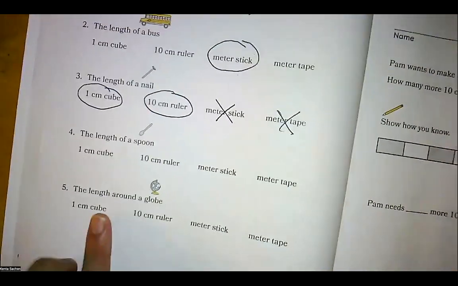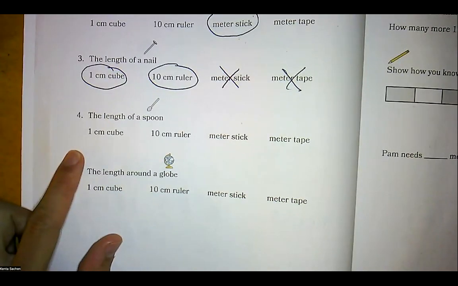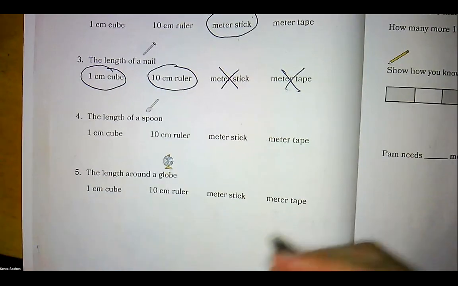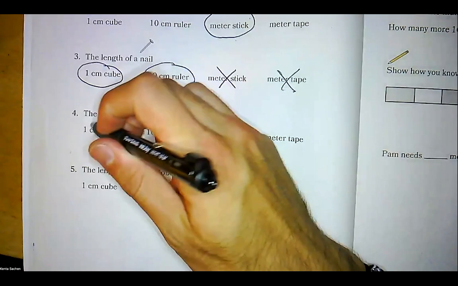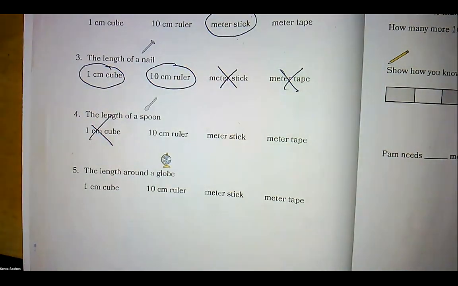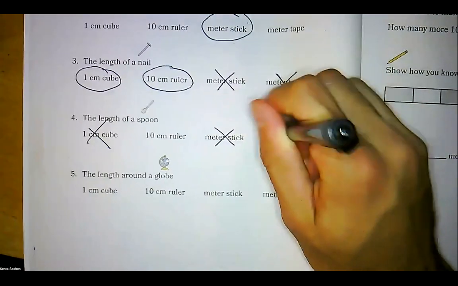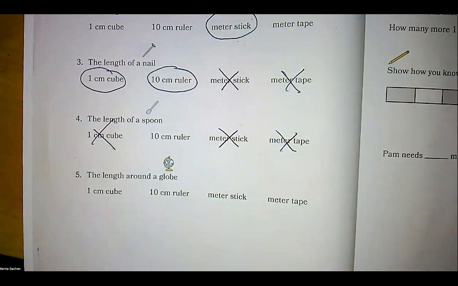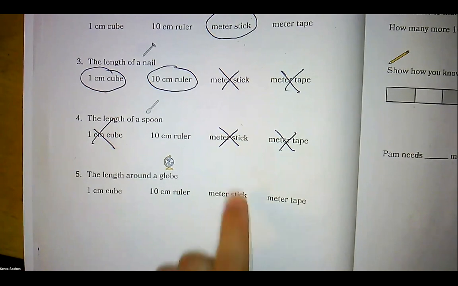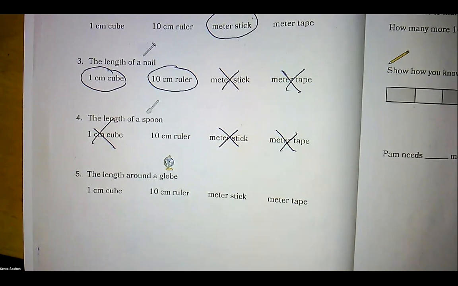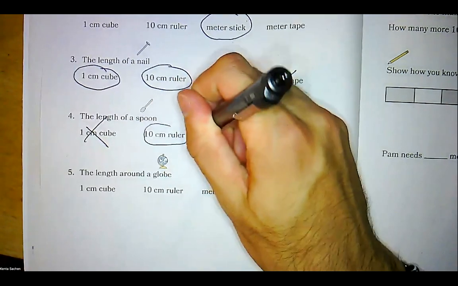How about number 4, the spoon? Now, a spoon, unless you have a really, really tiny spoon, the 1 centimeter cube is way too small. And the meter stick and meter tape, unless you have a giant spoon, like your Goliath or Gulliver, would be way too big. So the one that's just right, just like Goldilocks, would be a 10 centimeter ruler.